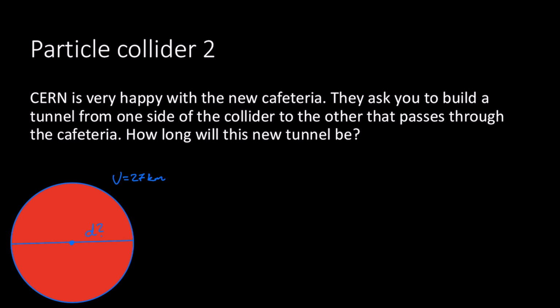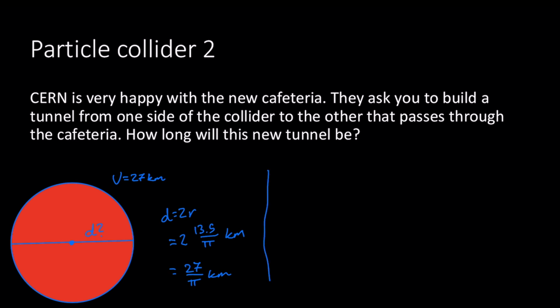Okay, so there are two ways to do this. We can do the cheaty way, because in question 1 we already calculated the radius and we know that d is 2r, so that's simply 2 times 13.5 over pi kilometers, which is 27 over pi kilometers. That's sort of the cheaty way of doing this.